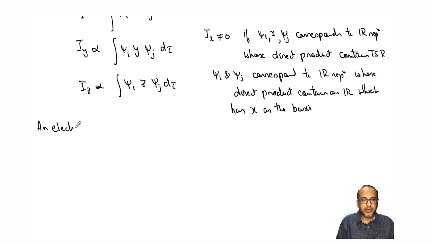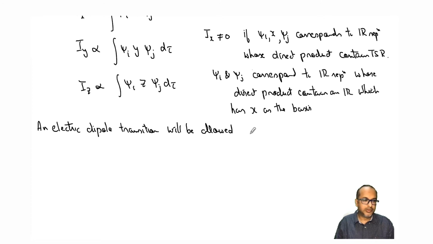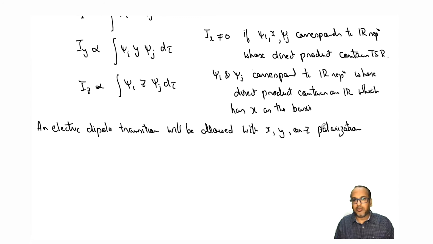an electric dipole transition will be allowed with X, Y, or Z polarization. So why X, Y, or Z polarization? Because this is the polarity of the radiation which is applied, right?